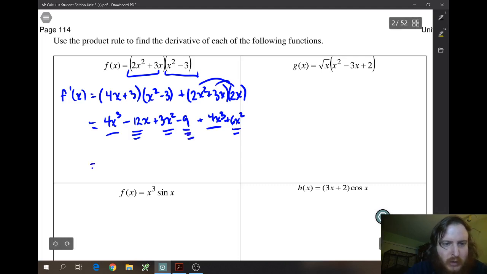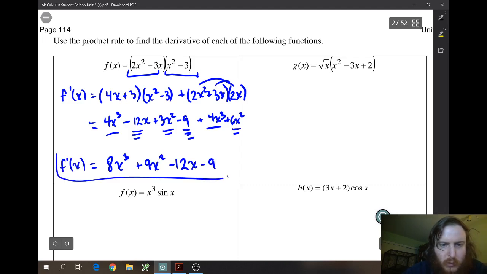And so our only like terms here are for the x cubed and the x squareds. So 4x cubed plus 4x cubed is 8x cubed. Then 6x squared plus 3x squared is plus 9x squared. And then minus 12x and minus 9. And so this would be our f prime of x. Would be our answer that we would box.